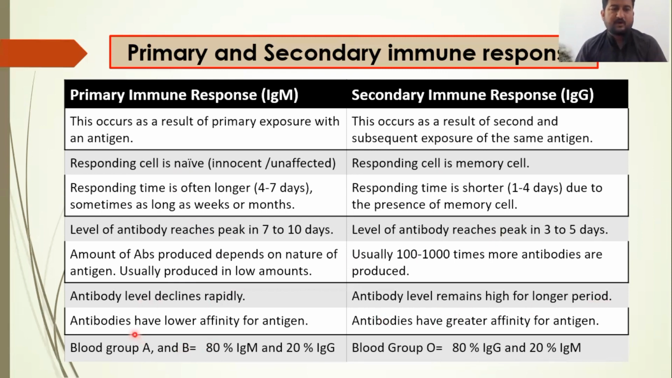Antibodies have lower affinity for antigen because IgM antibodies are monomer. Antibodies have greater affinity for antigens because pentamer. Here you can see, as we discussed in previous slide, that blood group A and B or AB, all three blood groups carry 80% IgM antibodies and 20% IgG antibodies. But in case of blood group O, it is 80% IgG antibodies and 20% IgM antibodies.